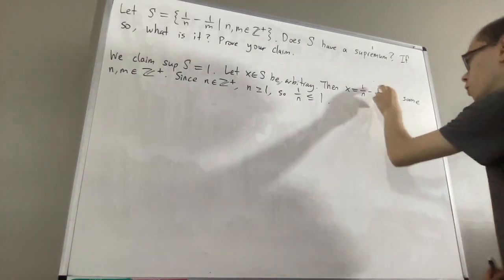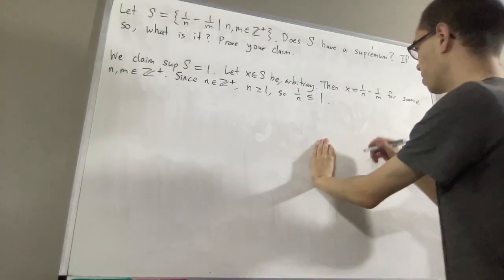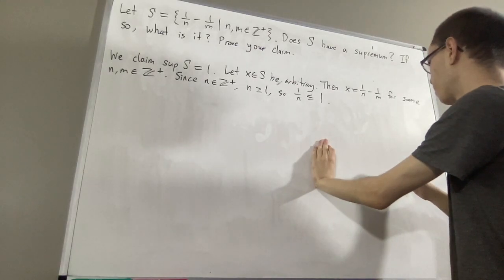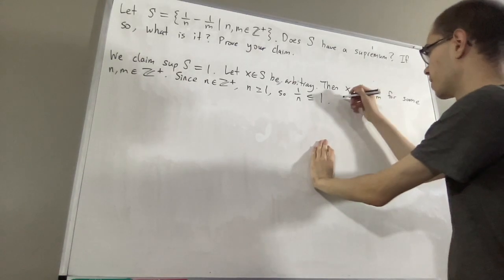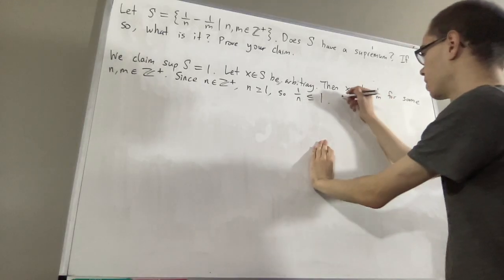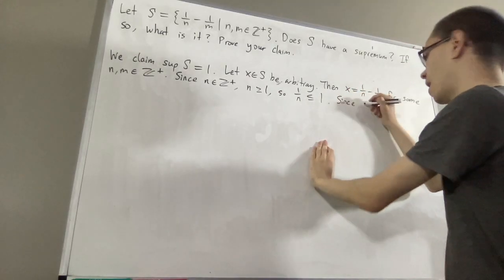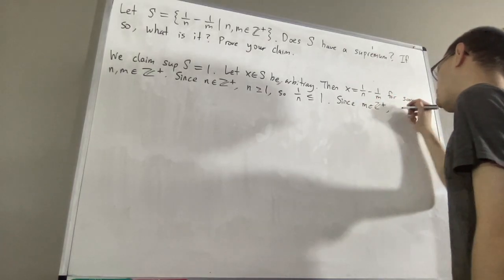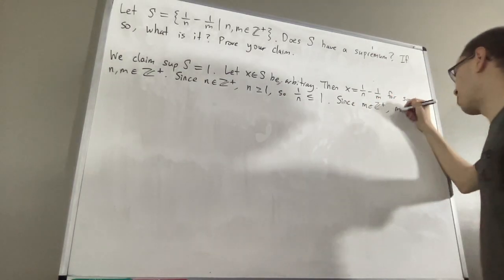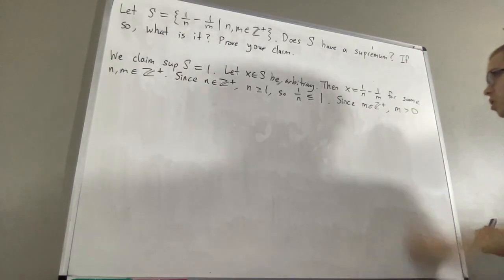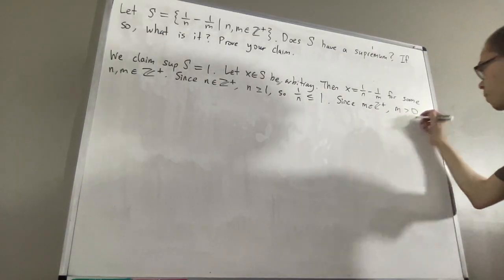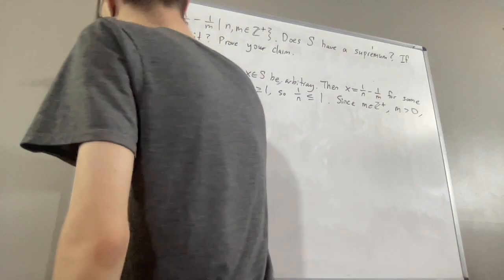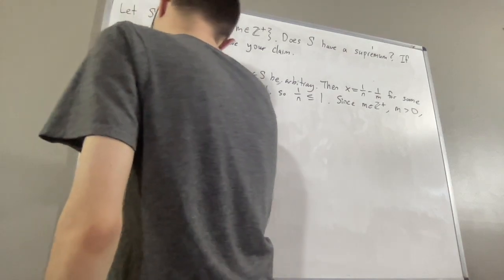So we're going to show 1 over m is greater than 0. So the idea is, since m is a positive integer, we know positive integers are positive, right? We have m greater than 0, so then the reciprocal of m must be greater than 0. So 1 over m is greater than 0.